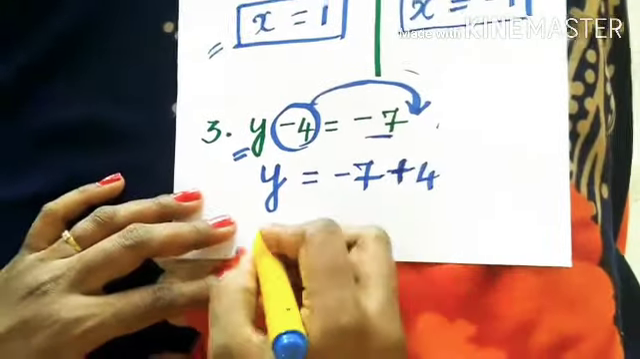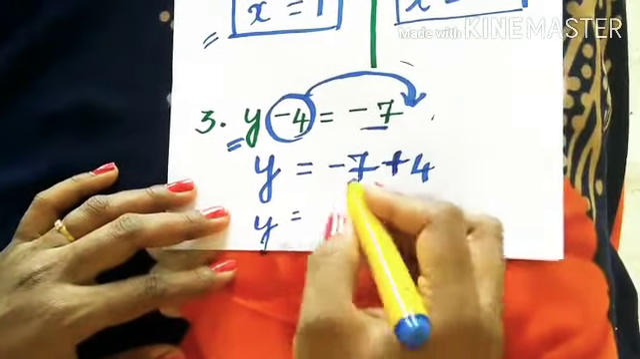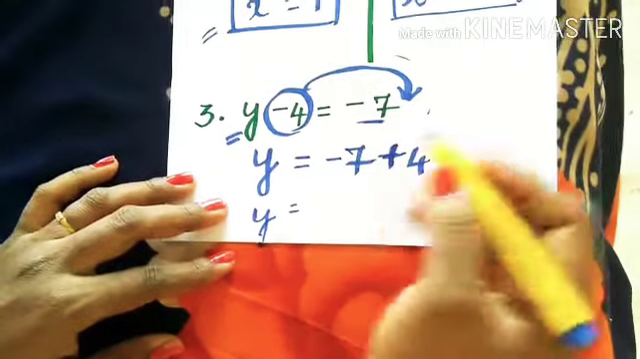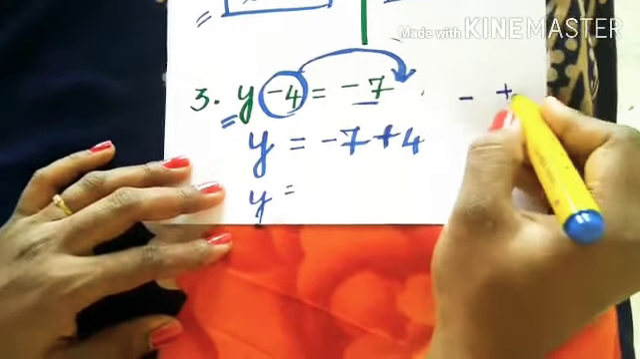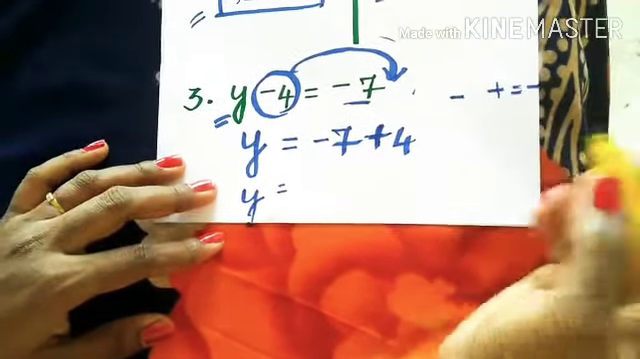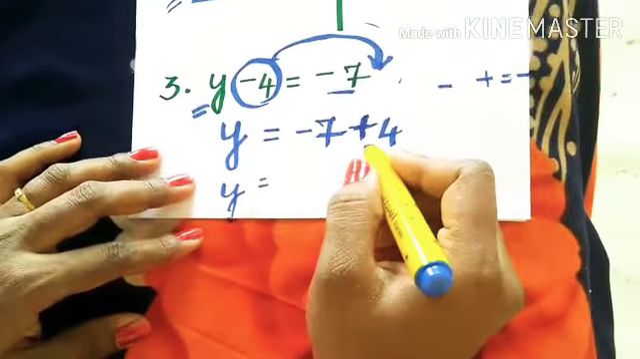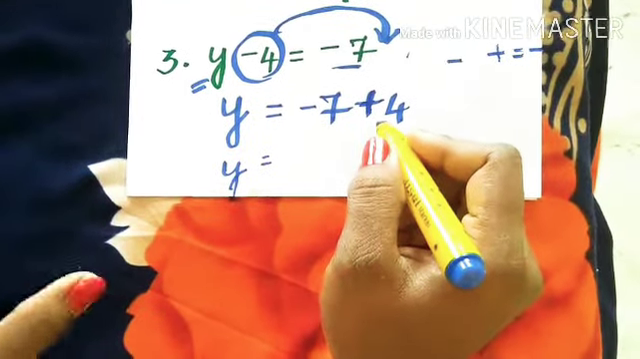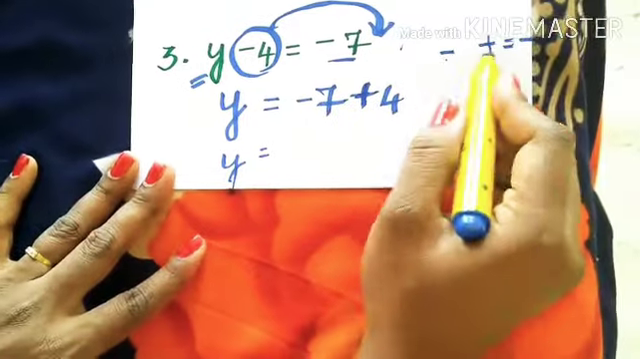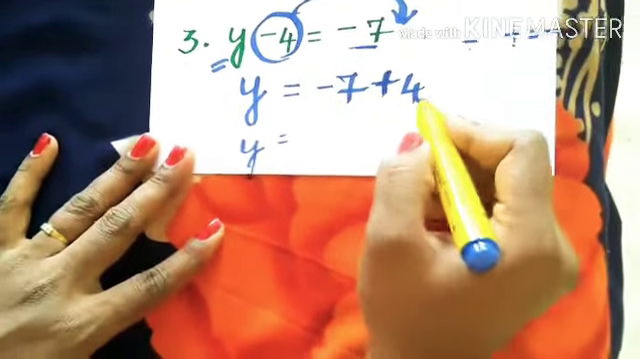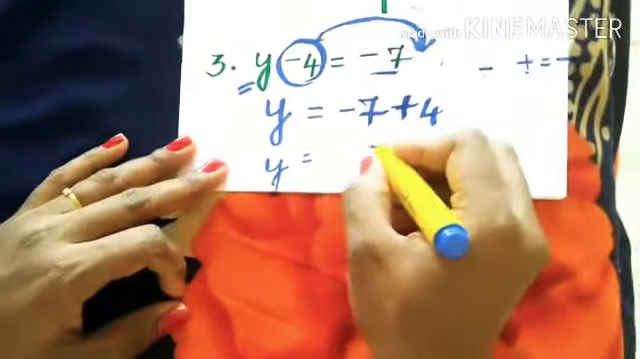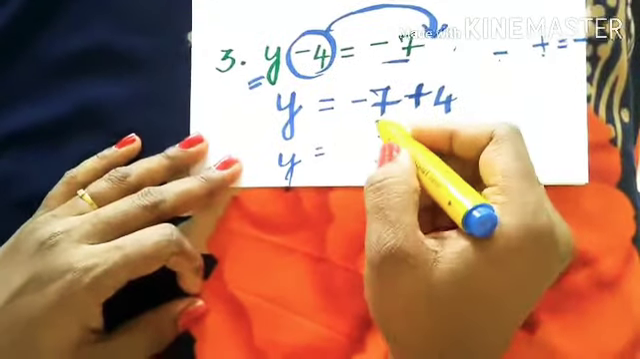Okay, how to solve this now? Children, minus plus is minus, you know this already. So we have to subtract and put the greater number's sign. So subtract, minus plus is minus. 7 minus 4 is 3. What is the bigger number here? 7.